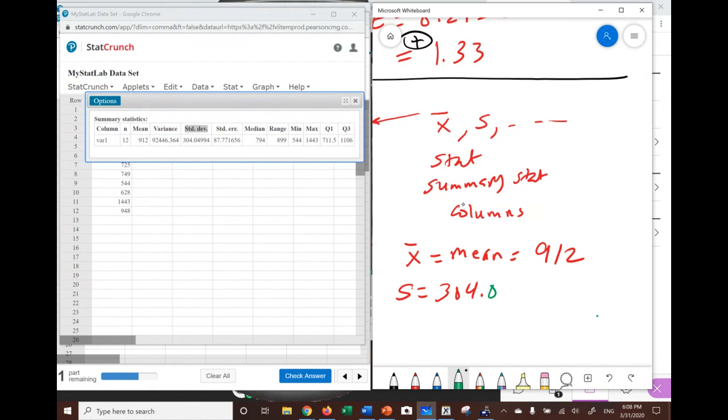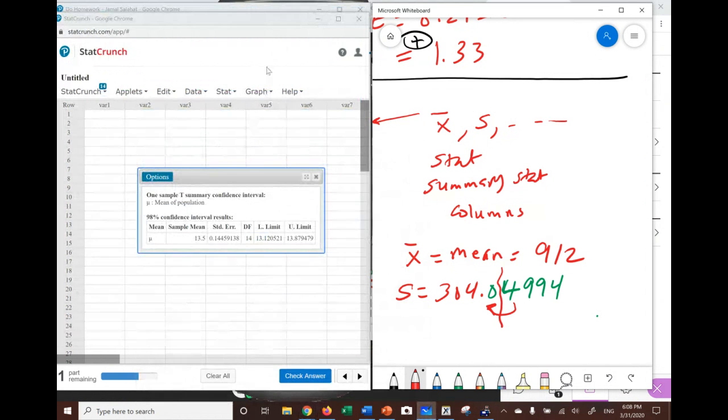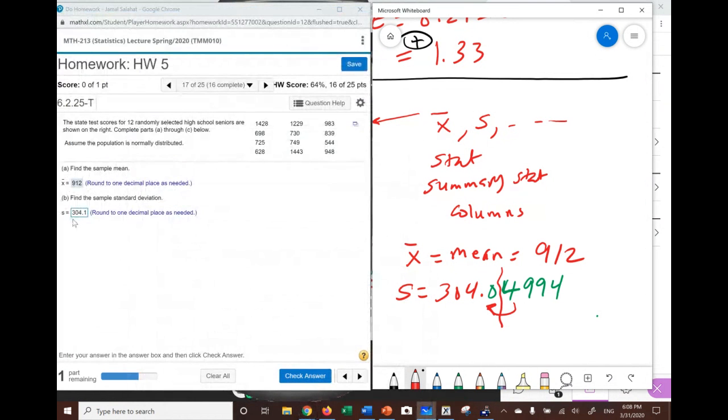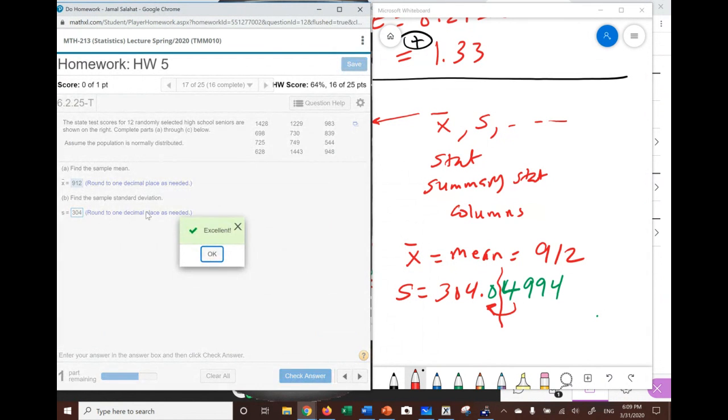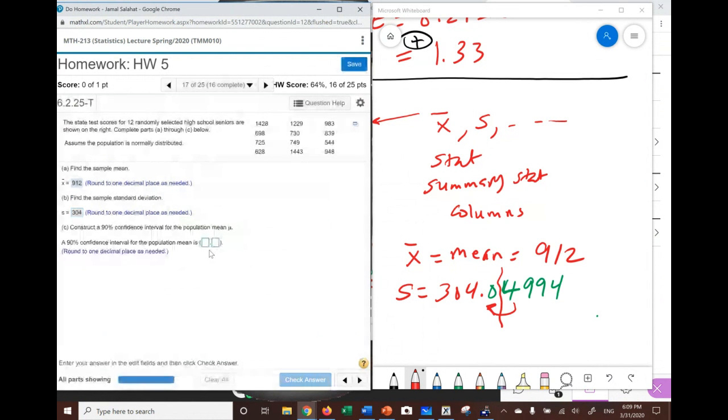If I want to round, let me write the whole thing and then round: 304.04994. So if they tell me to round to one place, the 4 in there is too small to carry on. So it's going to be 304. There is no 1 in there. Sorry for that, because I looked at my rounding and rounded again. So this is a very, very sensitive thing.